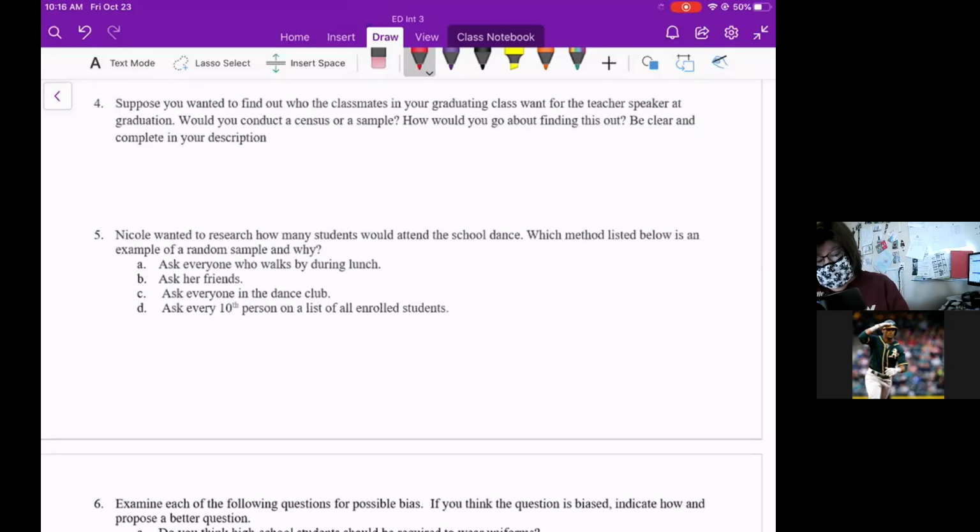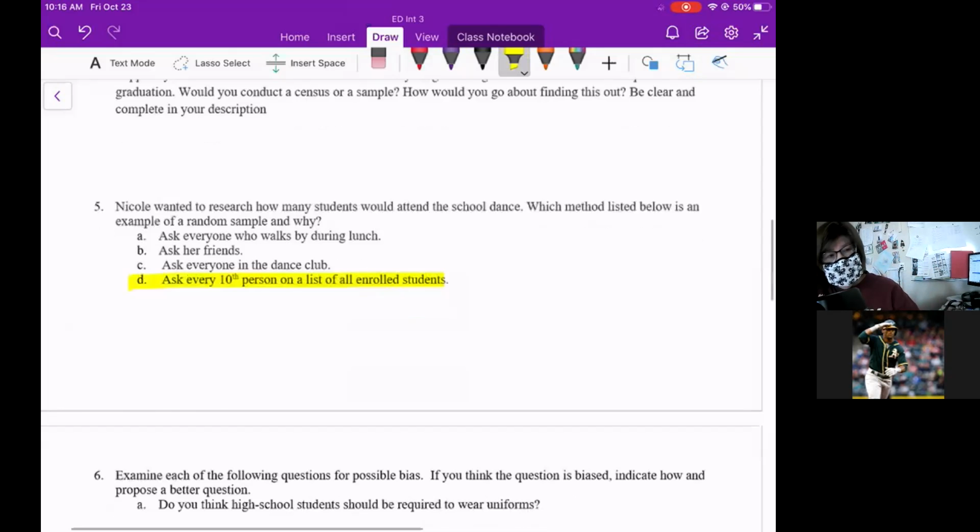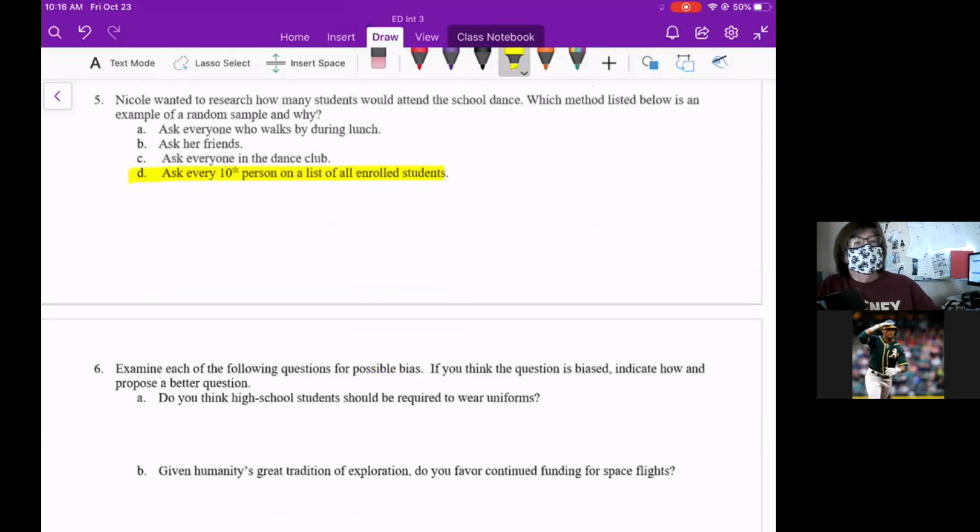That's your random sample. So it's taking all the enrolled students and you're getting every 10th person. Does that make sense? So you're not getting all from the same area. Like this one walks by during lunch. Well, maybe they didn't go down to the lunchroom. Maybe they're not in the dance club. Maybe they're not her friends. This way she's getting other groups of people because you want a good representative sample.